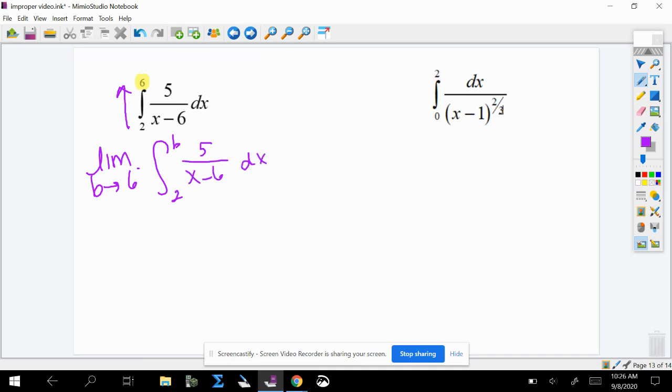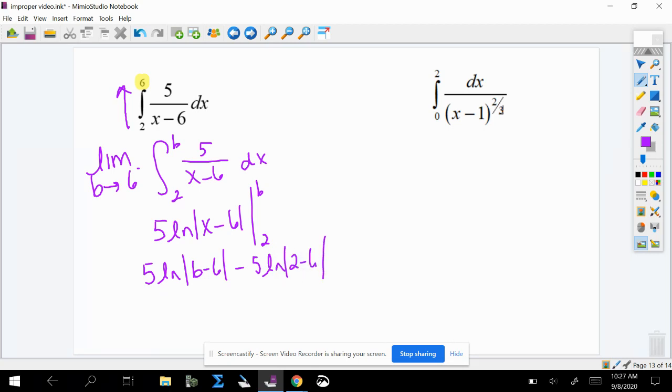So again, the process is figure out how to integrate it. This is a natural log integral. So the 5 can just come out front. 5 natural log of the absolute value of x minus 6. I'm going to put my boundaries in. So 5 natural log of the absolute value of b minus 6 minus 5 natural log of the absolute value of 2 minus 6.